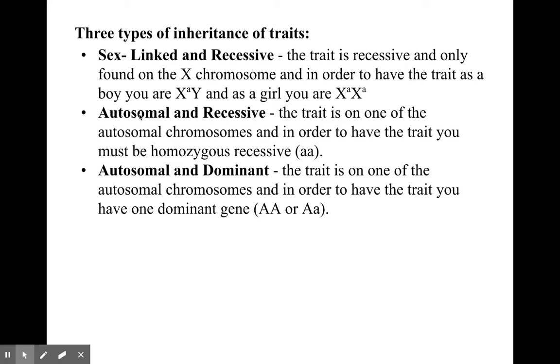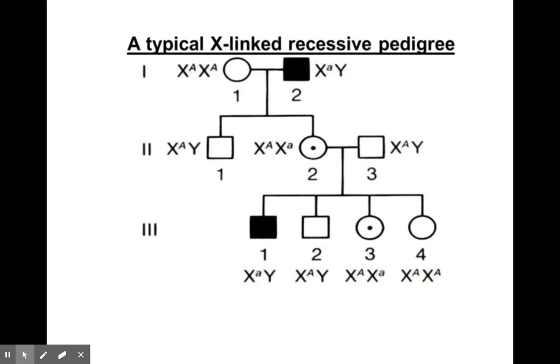Now, another way would be that the trait is not on the X, but is actually on one of the other chromosomes that we have, on one of the autosomes. So if it's on one of the autosomes, then we're just going to be talking about, is it recessive or dominant? Are we going to have, if we're recessive, we have it, or if we're dominant, we have it. So these are the 3 types of inheritance of traits that we are going to have a choice of.